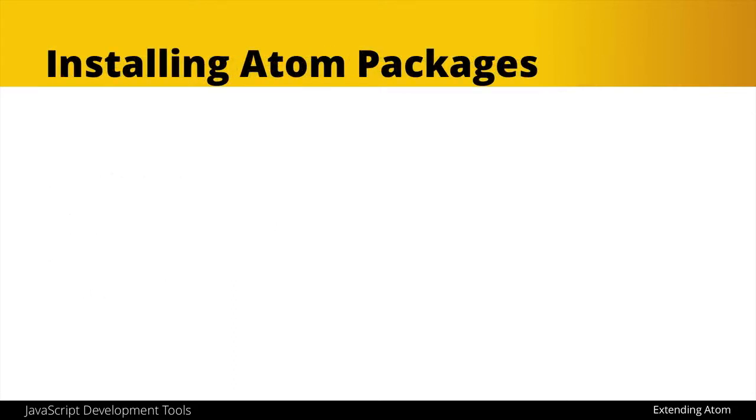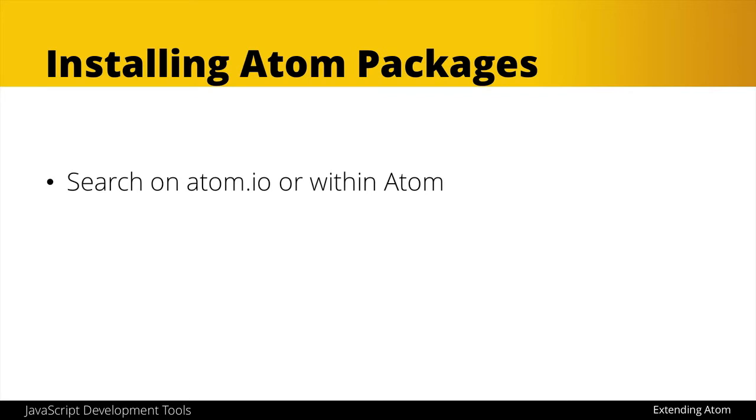When it comes to working with Atom packages, we could search for packages on the website atom.io or from within Atom. This is very similar to the way the plugin repository works with WordPress. You could search for WordPress plugins on wordpress.org, or you could search for them from within WordPress.